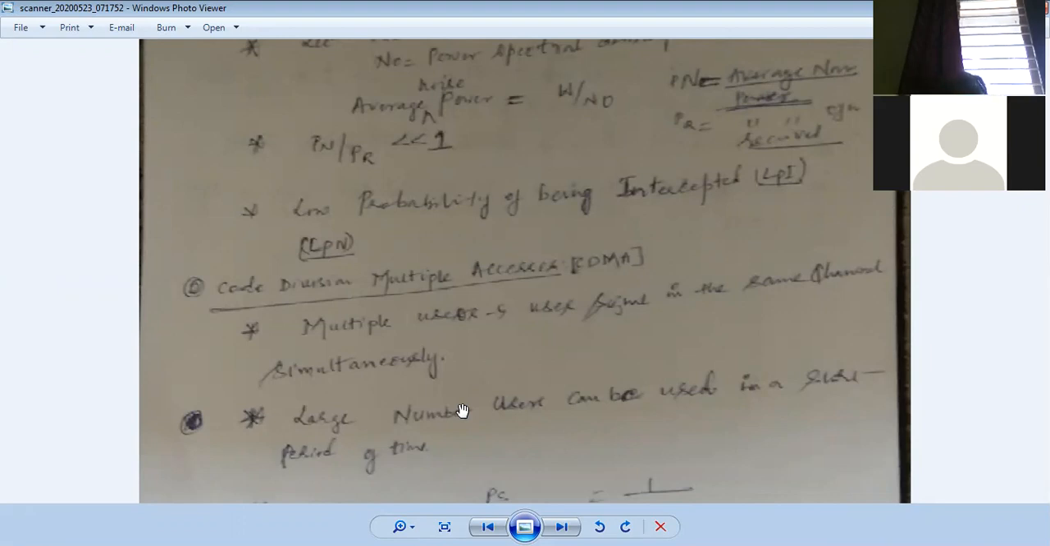Using the bandwidth means sending the information at different times, simultaneously, over the same channel width. That is also one part of spread spectrum technology. So what exactly is code division multiple access?